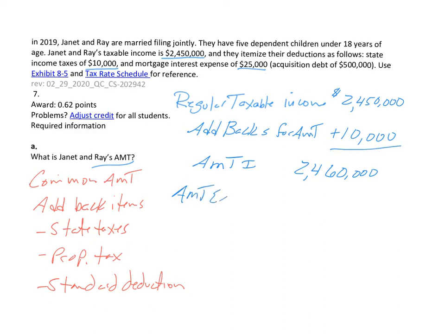Now, the next thing we need to deal with is our AMT exemption, okay? And so what we're going to have to do is calculate that exemption. So I'm going to change color here. So our full exemption for married filing jointly is $111,700. All right, but remember, it phases out, and so let's figure out our phase out amount.